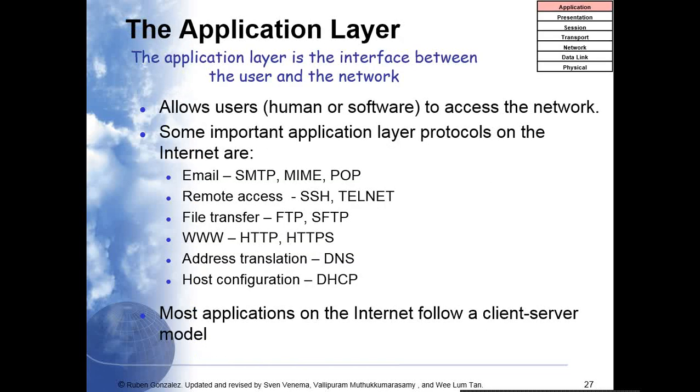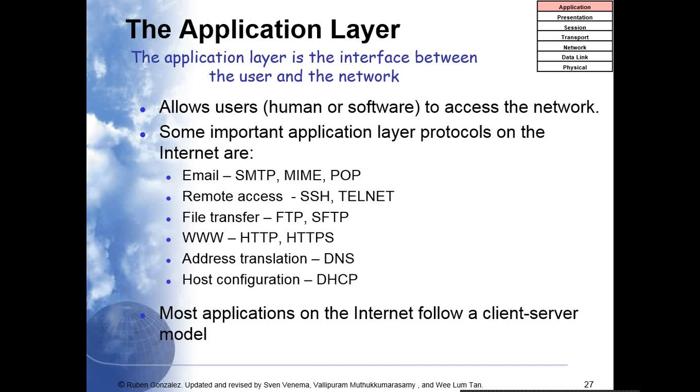Moving on to the application layer. So we've gone away from the presentation layer. This is the one that you as a user run into and use the most. You interact with the programs, and that's at the application layer. The application layer allows users, human or software, to access the network. Some important application layer protocols on the internet are email, remote access, file transfer, the World Wide Web, address translation, and host configuration. We'll talk about a few of these.